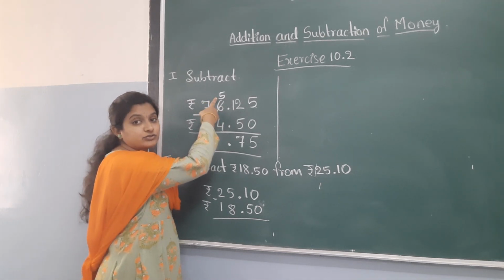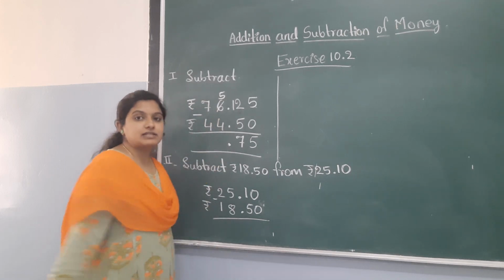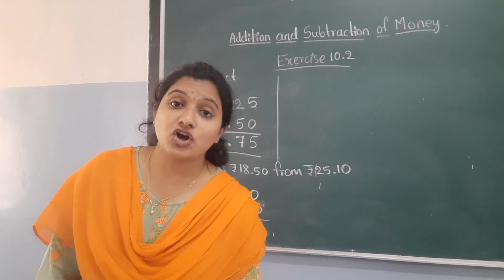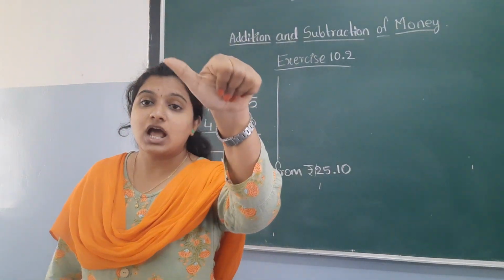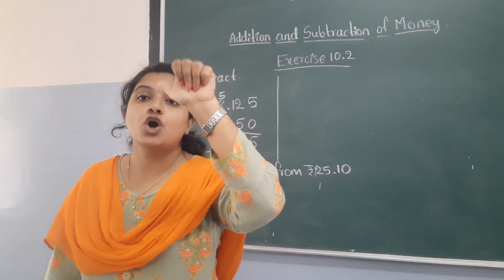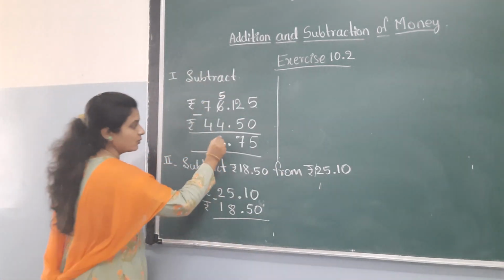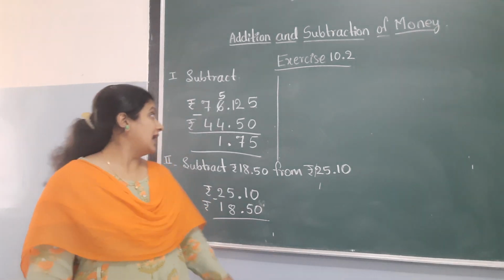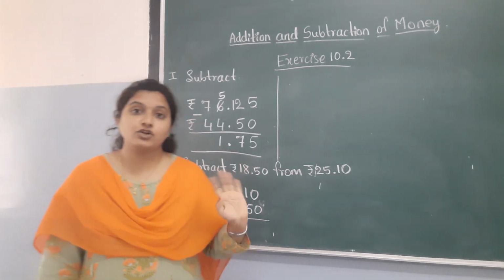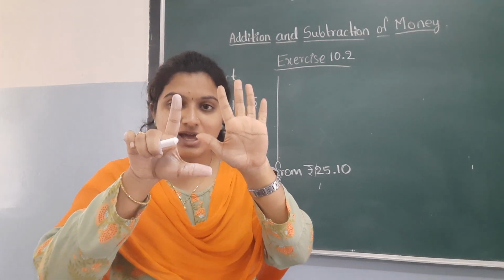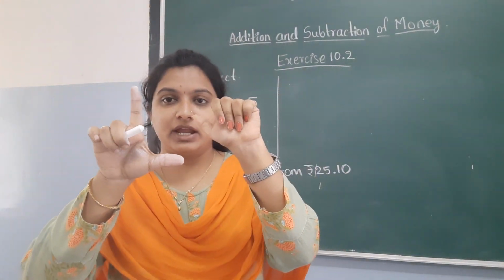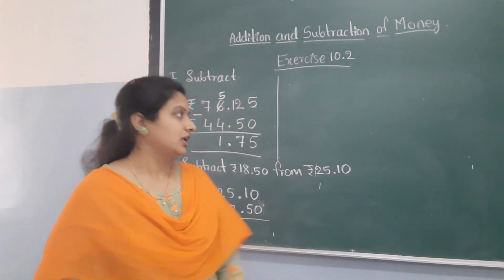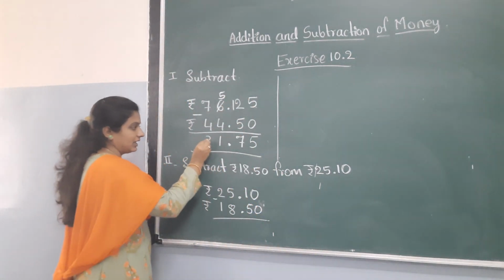So now you have 5 chocolates. I will ask you to eat 4 chocolates. 4 chocolates you ate. How many chocolates are remaining? 1 chocolate. Right? So now you have 7 chocolates. In that 4 chocolates you ate. How many chocolates are remaining? 1, 2, 3. 3 chocolates are remaining.